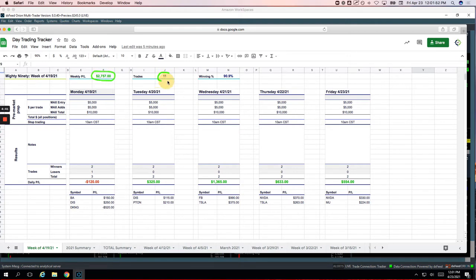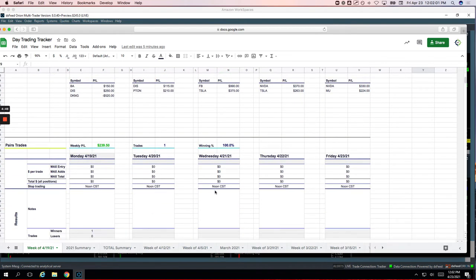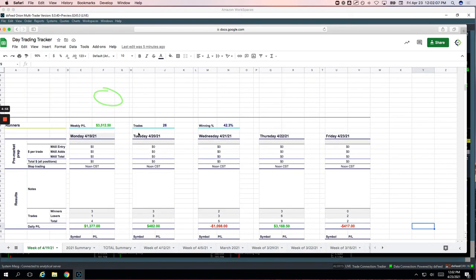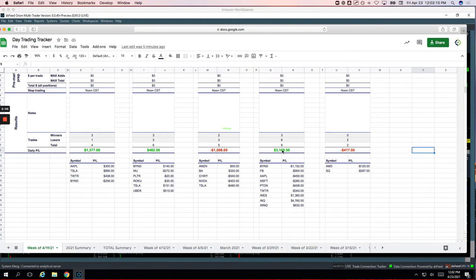2,757, had 11 trades and only one loser. Only one out of 11 trades was a loser in the Mighty 90, so over a 90% win rate, fantastic. On the pairs trades, I just did one, booked 239.50. And then on the runners, booked over $3,500 on 26 trades. Pretty low win rate, but the P&L, like I said, is primarily due to yesterday's big performance.